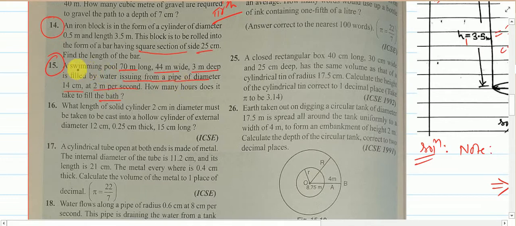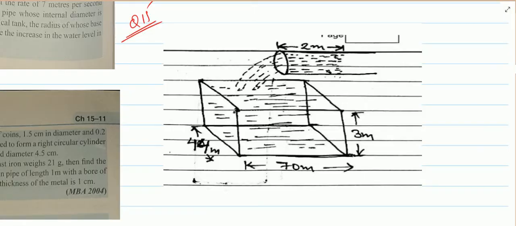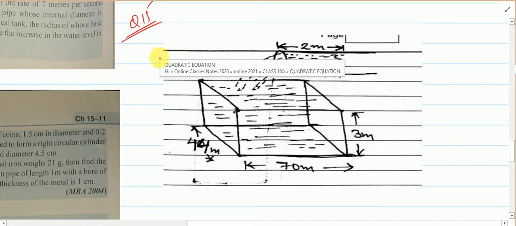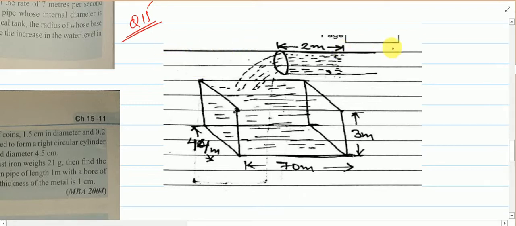So let me draw the figure first. This is the figure for question number 15. Here you can see this is your pool, whose length is 70 meter, breadth is 44 meter and height is 3 meter. So this is length, this is your breadth and this is height. And here you can see this is the pipe. Water is being filled using this pipe.